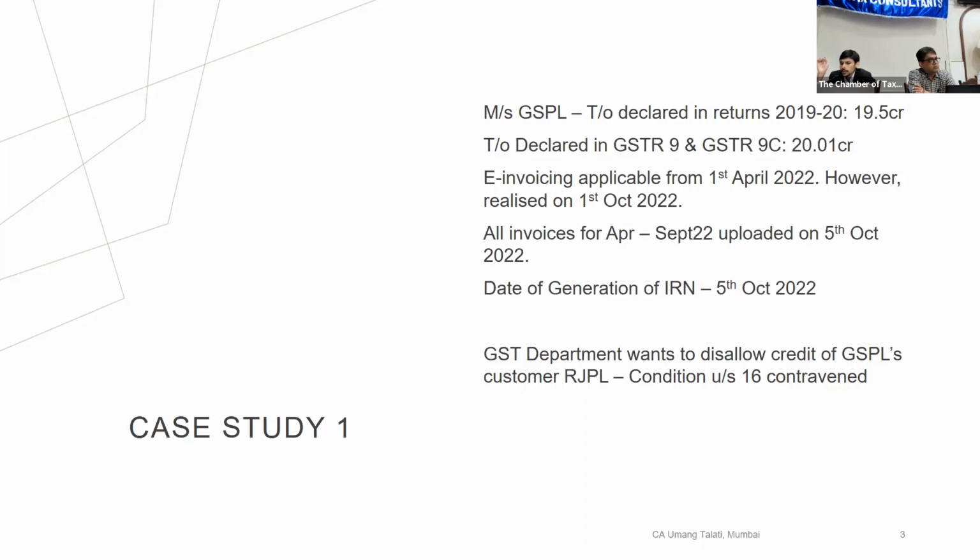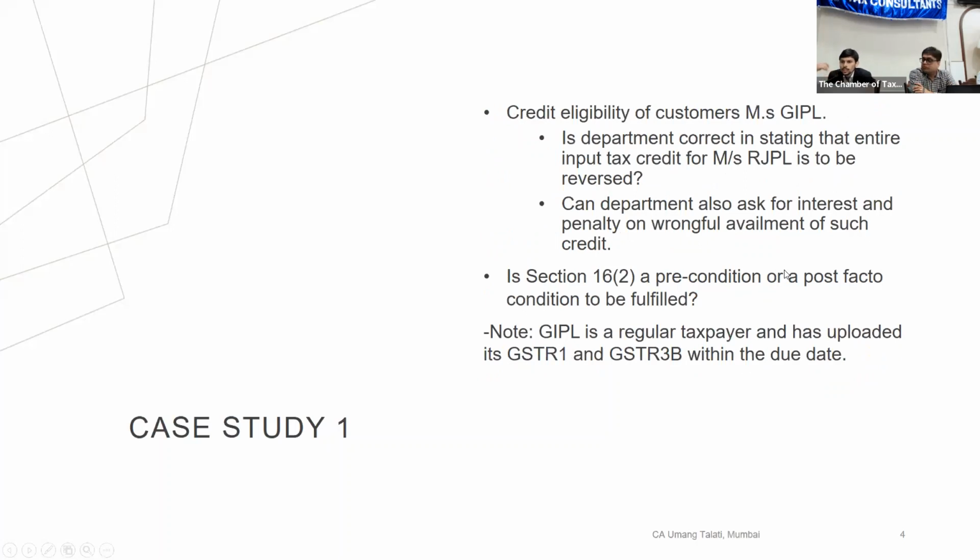Now the GST department wants to disallow the credit of one of GSPL's customers, RJPL, on one of the conditions of section 16, saying that it was without a tax invoice, is contravened, and wants to reverse it. With this, we'll take each and every scenario forward. So now, is the department correct in stating that the entire input tax credit, which is claimed by RGPL, is to be reversed? I'll open the floor up so we can discuss.